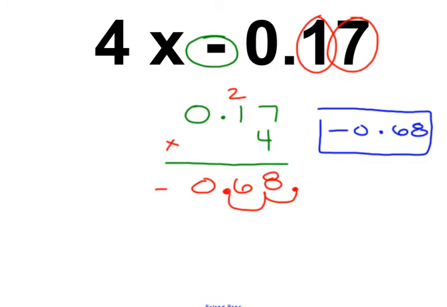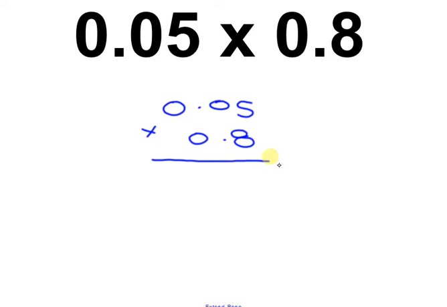Okay. All right, 0.05 times 0.8. So again, I'm going to put that 0.05 on the top. That's just what I like to do. There's nothing wrong with flipping it the other way. 8 times 5 is 40. I'm going to carry the 4, put the 0 down here. 8 times 0 is 0, plus 4 is 4. 8 times 0 is 0. I'm done with the 8, and I'm going to add a 0 as a placeholder.